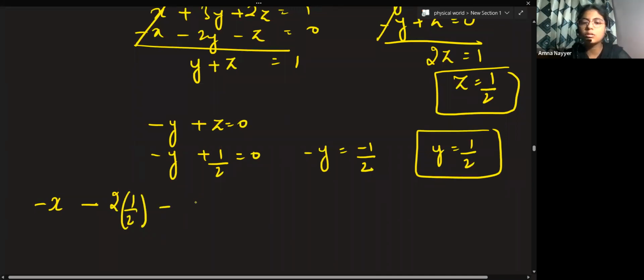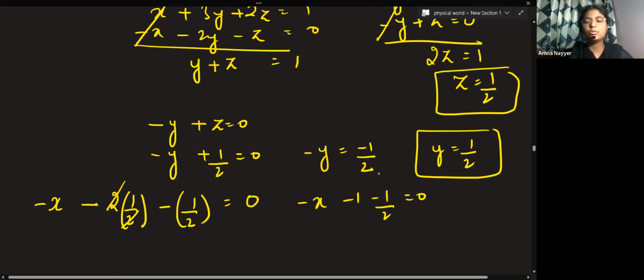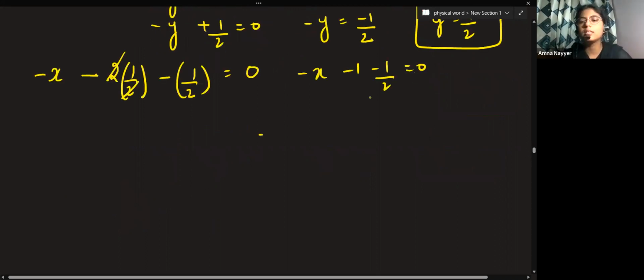Minus z. Z is also half. So 2 gets cancelled. This is equal to what? 0. So minus x minus 1 minus 1 by 2 is 0. If you solve minus 1 by 2, this becomes minus 2 minus 1 by 2. That is minus x minus 3 by 2 is 0.